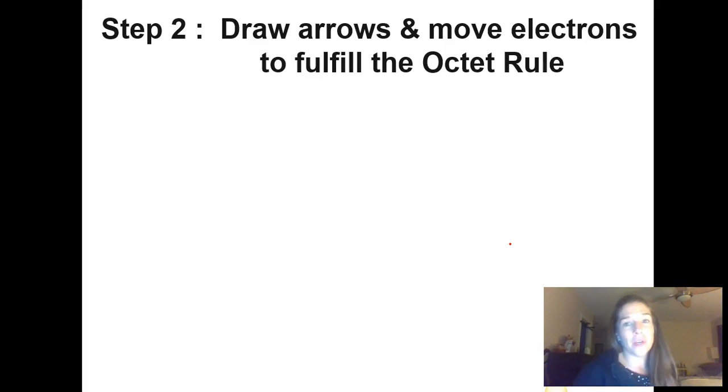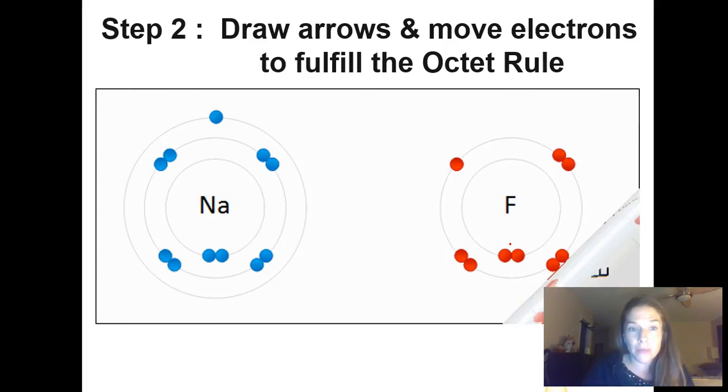It just happened. Okay. All right, so then we're going to draw arrows and we're going to move electrons to fulfill the octet rule. Okay, sodium had 1, fluorine had 7. So are we going to get rid of 7 electrons off of fluorine in order for sodium to be happy? Heck no. We're going to get rid of 1 electron from sodium and it's going to go over to fluorine to be happy. So here's what it kind of looks like, okay?